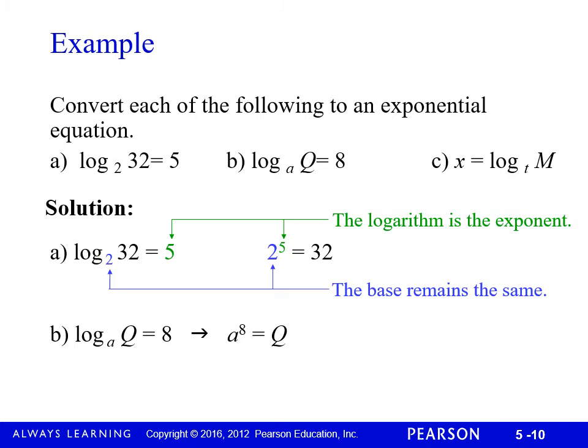Here we have variables more than numbers, so we have base a to the power of 8, which is the exponent, equals the answer. Base a, exponent 8, equals q. Don't get confused by the variables. Here we have all variables, and we have x equals log base t of m. Our base is t, our exponent is x, and our answer is m. If you need to watch that again a little more slowly, that's fine as well.